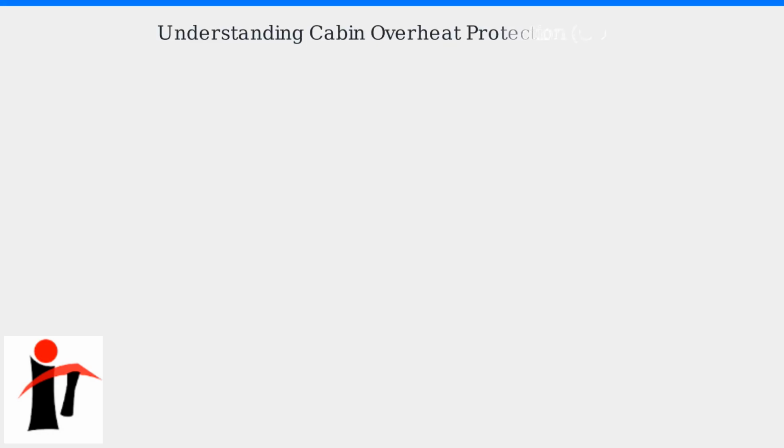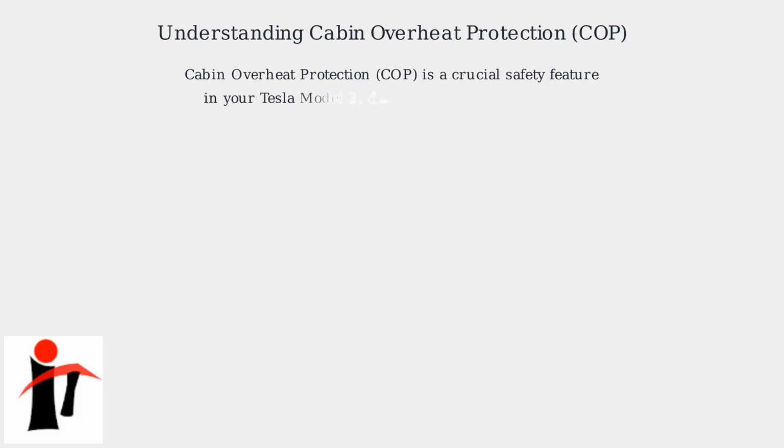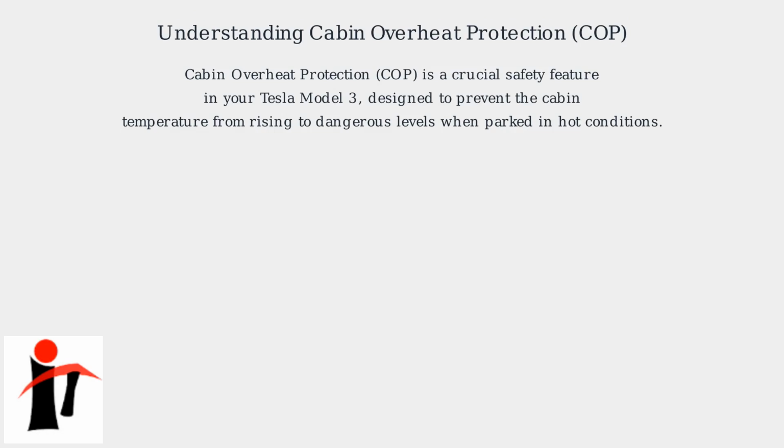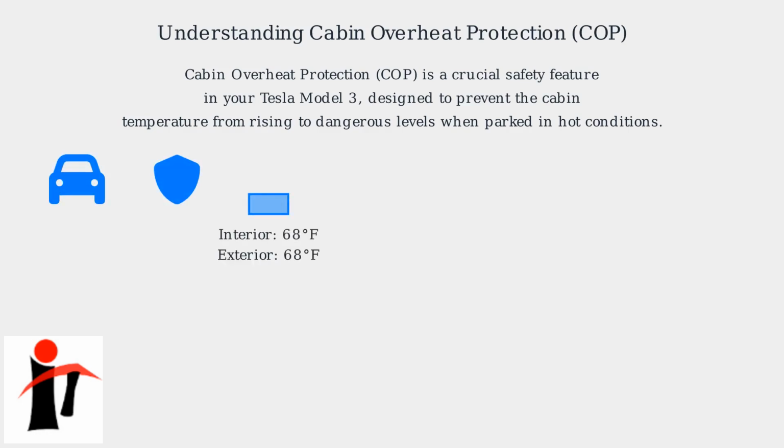Cabin overheat protection, or COP, is a crucial safety feature in your Tesla Model 3. It's designed to prevent the cabin temperature from rising to dangerous levels when the car is parked in hot conditions. This feature helps protect occupants, especially children and pets, and prevents damage to the car's interior.